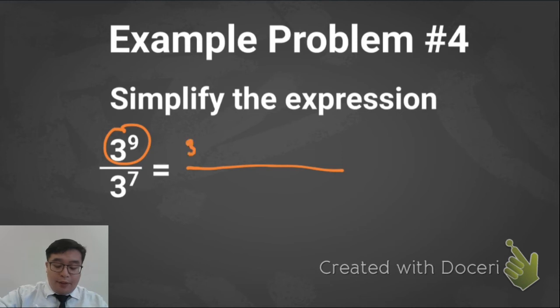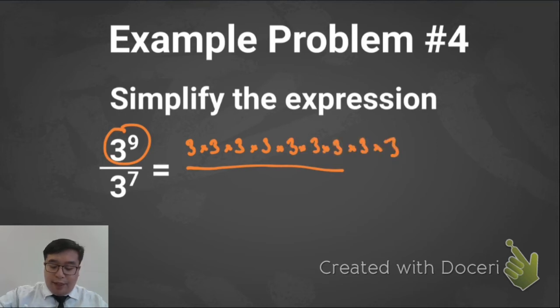That's going to be 3 times 3 times 3 times 3 times 3 times 3 times 3 times 3 times 3. In total, we should have 9 3's multiplied together. Right? Now, how do we represent 3 to the 7th power? How many 3's do we have being multiplied together? Right? We have 7 of them.